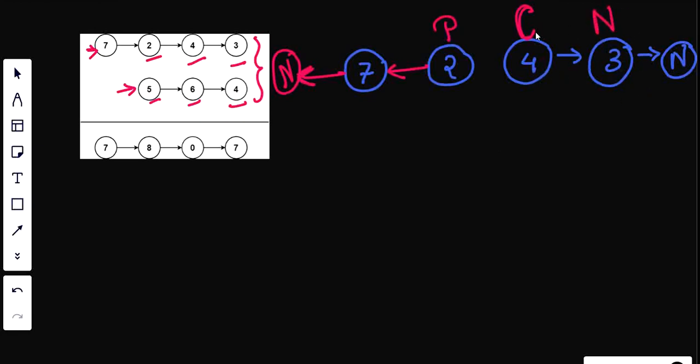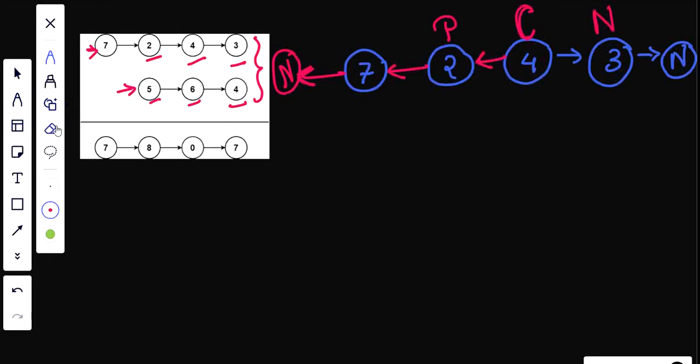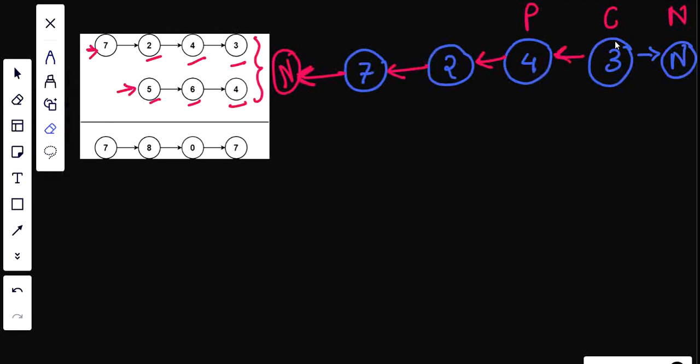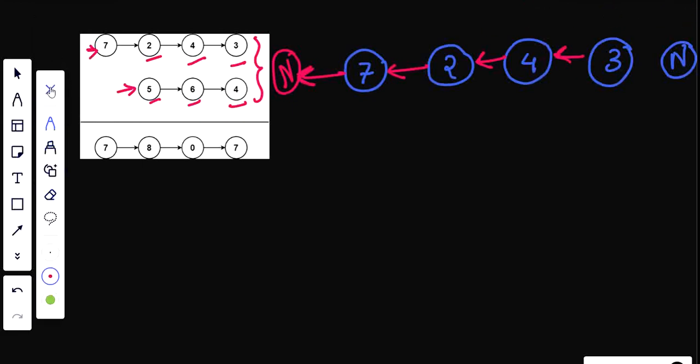Again do the same thing. Current dot next will point towards this direction, and again remove this direction. Once the direction is changed, again update your pointers: this one will be the current one, this one will be the previous one, and this one will be the next one. Now establish this connection and remove the previous connection, right? And now our current node is again updated and it will go to this place where the node is null, right?